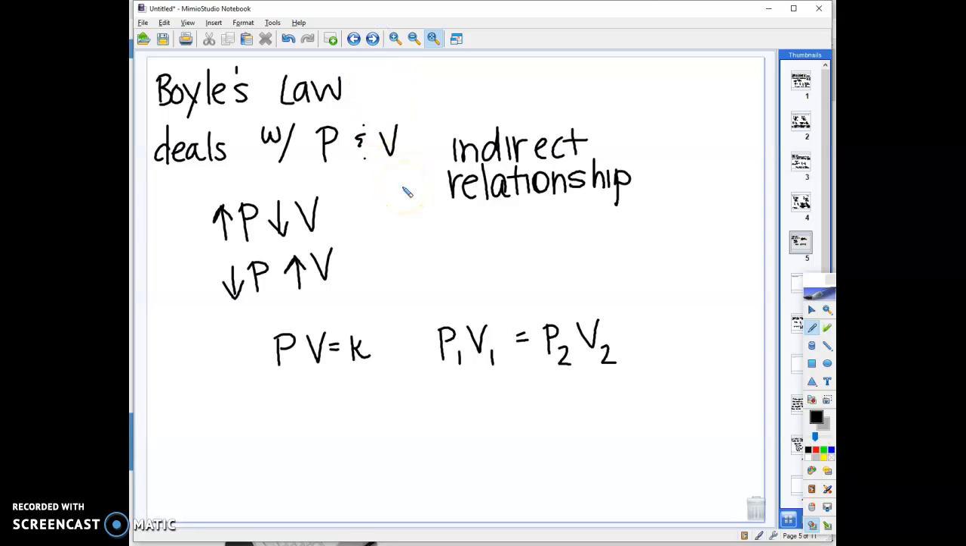So now we'll look at Boyle's law, and Boyle's law is a little different than what we've seen with the other two. In Boyle's law, we have an indirect relationship, meaning that the variables are going to do opposite things. So when we look at pressure and volume, if pressure goes up, volume will go down. If pressure goes down, volume will go up. So we have a different type of equation here. Instead of dividing, we're going to multiply, P1V1 equals P2V2.